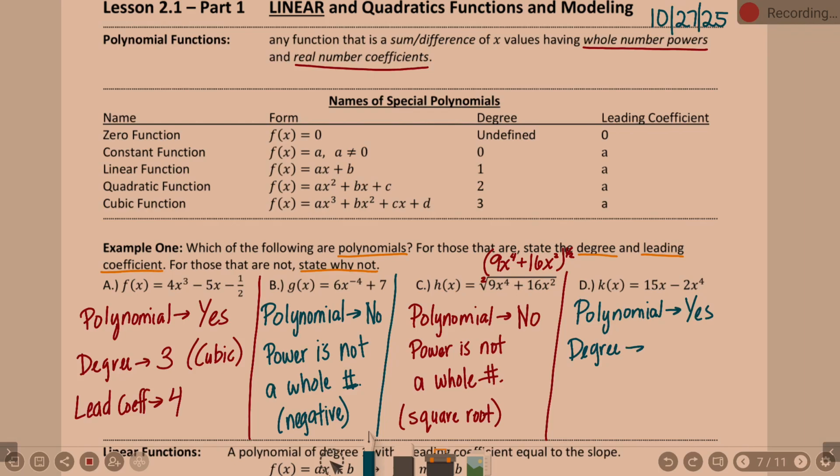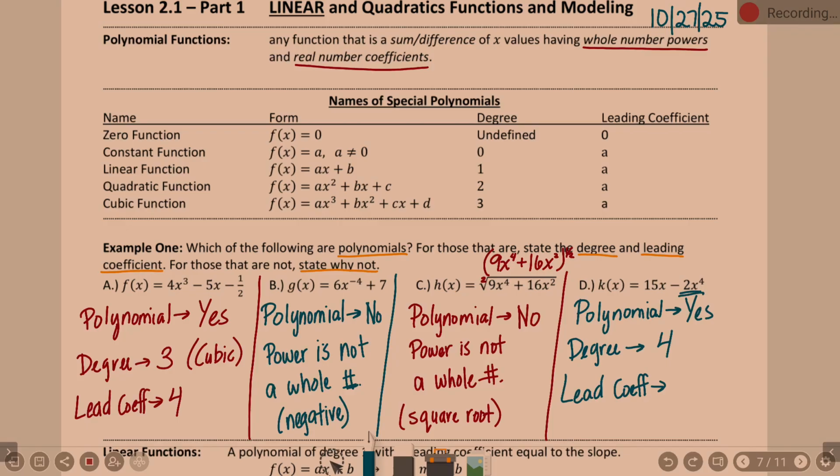So, if it is a polynomial, then I need to know the degree and the leading coefficient. Thoughts on the degree? 4. Why is it 4? Highest. You have to look at the highest power.